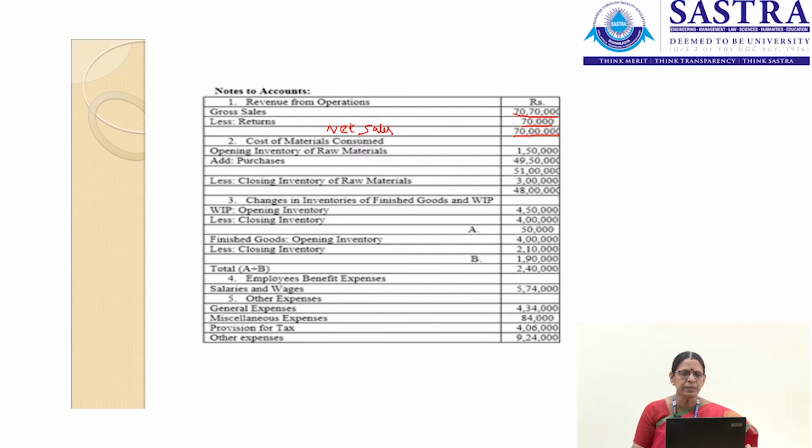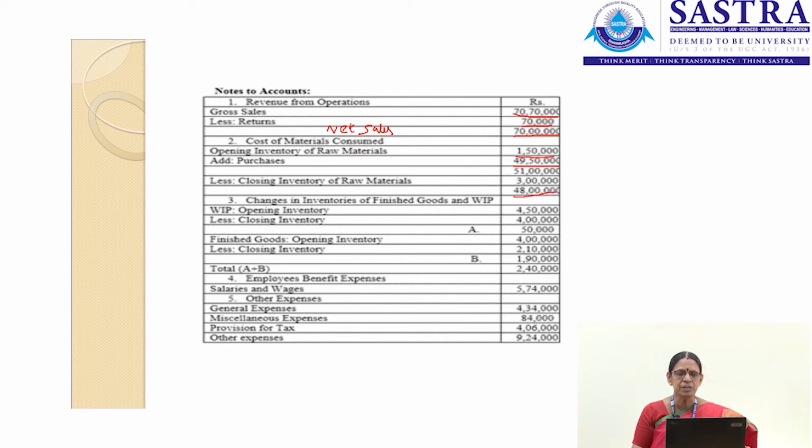Then cost of materials consumed. What is this cost of materials consumed? Opening stock of raw materials plus the purchases of raw material minus your closing stock of raw material. Now let us see what are all the items to be added and what are all the items to be deducted here. Now opening stock is 1,50,000. We have a purchase of 49 lakhs and 50,000. So total inventory in hand is 51 lakhs. Now we have a closing inventory of 3 lakhs. So we have the cost of materials consumed as 48 lakhs.